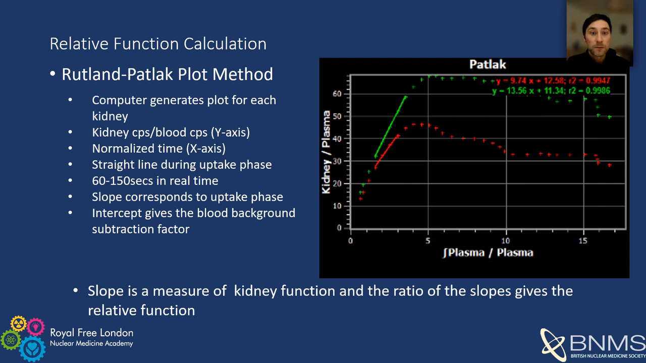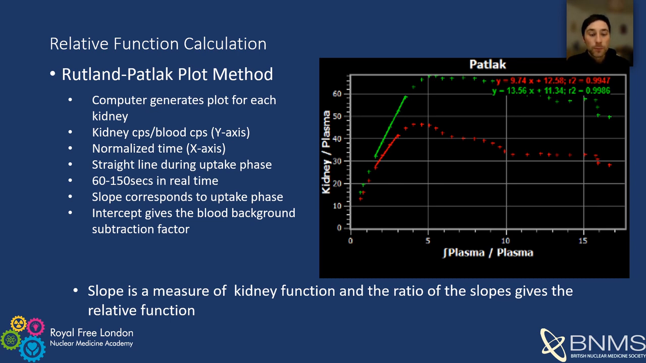This method allows for different blood background in each kidney. The slope corresponds to the uptake phase, and in real time this is normally between 60 to 150 seconds. The intercept gives the blood background subtraction factor. The slopes are a measure of kidney function, and the ratio of the slopes gives the relative function.